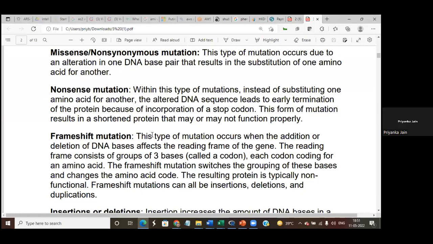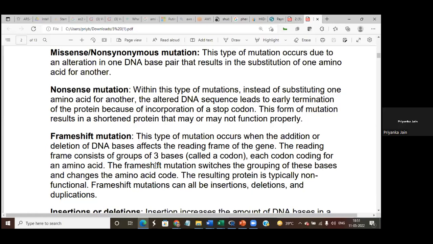The other type of mutation is the frame shift mutation. In a frame shift mutation, a base gets added or deleted at a position, and that affects the reading frame. If a base gets added, like it was A, T, G, C, and between G and C a base gets added, then the reading frame will change, because a reading frame consists of groups of 3 bases, each codon, and each codon is for one amino acid. But if an addition or a deletion takes place, that leads to a frame shift change.